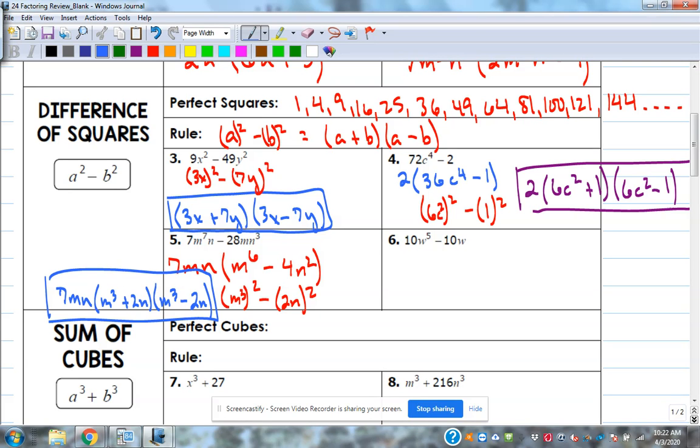And then number 6, 10w is the GCF. That's going to leave us w to the 4th minus 1. This one's going to be a little bit fancy because some things are going to happen here. Again, difference of squares. So that's 10w, then w squared plus 1, w squared minus 1.